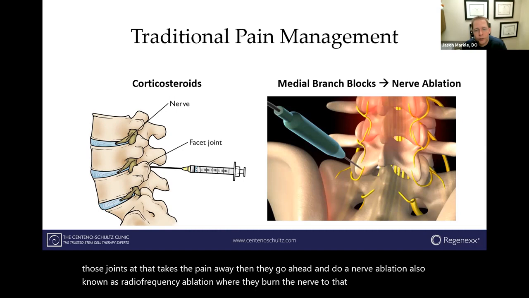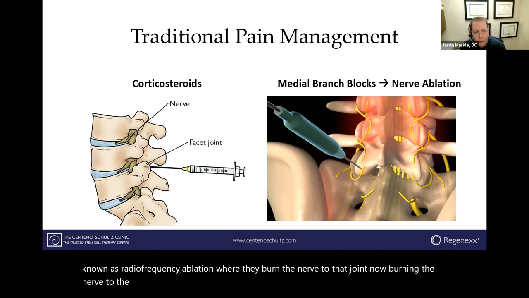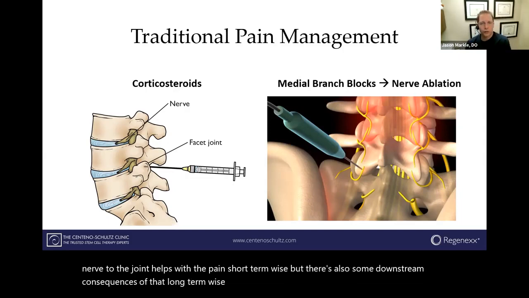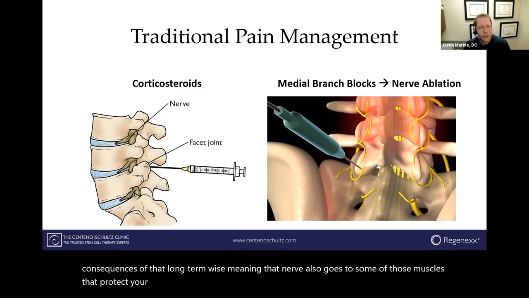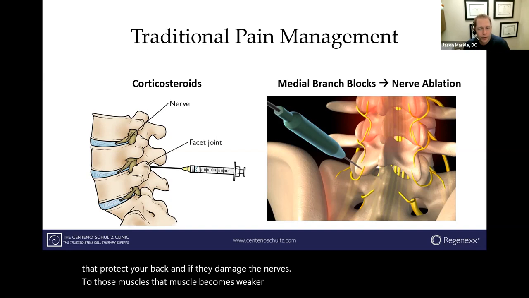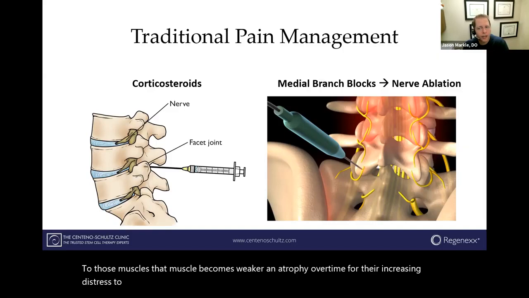Now, burning the nerve to the joint helps with the pain short-term, but there are also some downstream consequences long-term. That nerve also goes to some of those muscles that protect your back. If they damage the nerve to those muscles, that muscle becomes weaker and atrophies over time, further increasing the stress to those facet joints. And over time, sometimes the nerve ablation stops working.